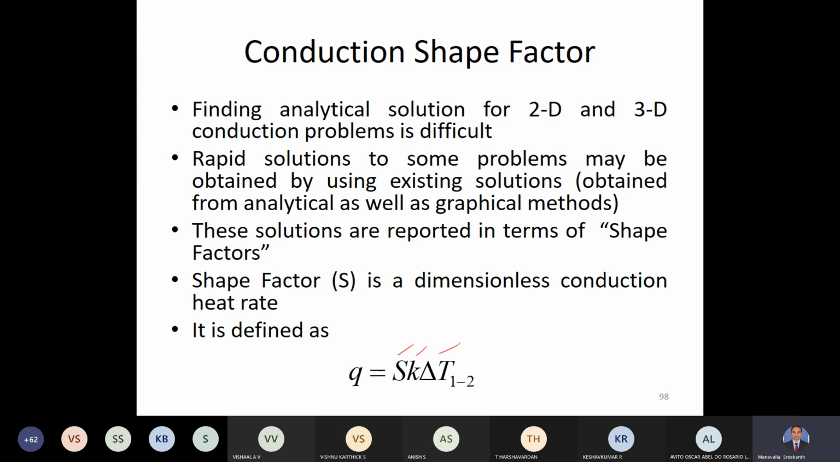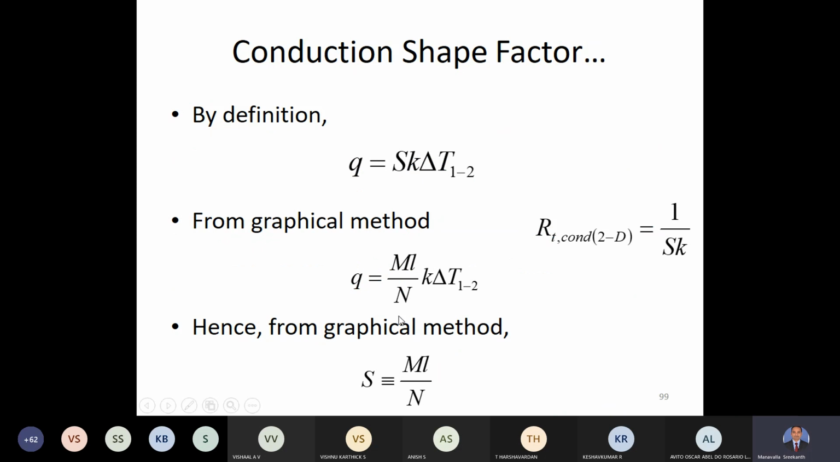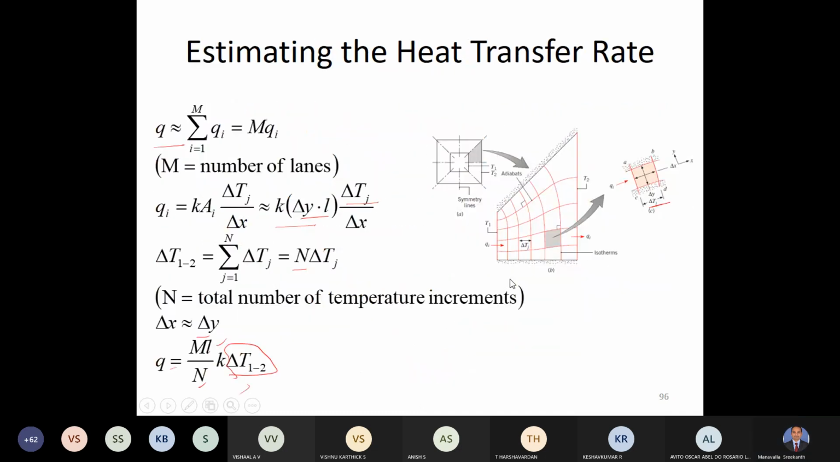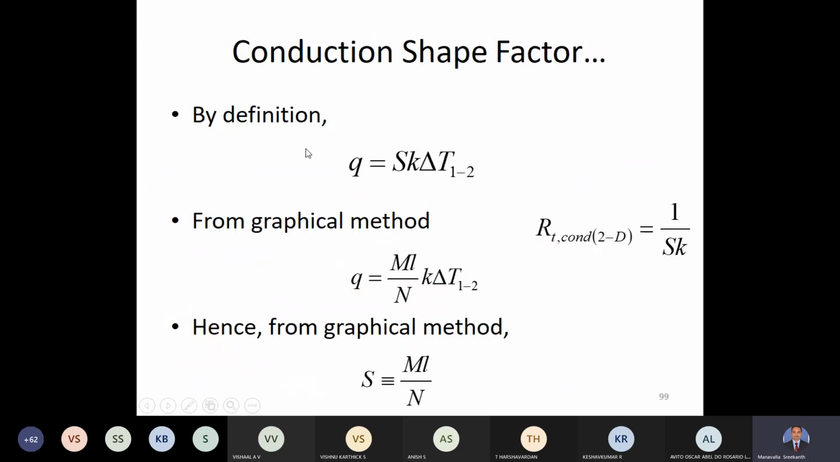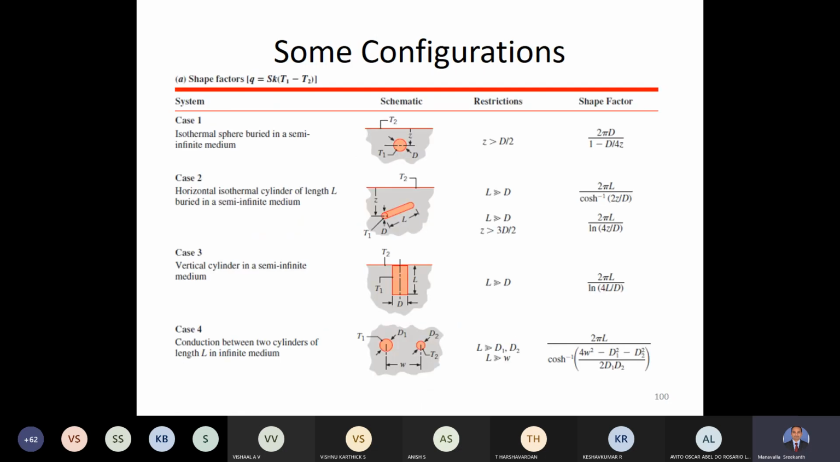Now, how to evaluate this shape factor? By definition, this is it. And from the graphical method, this is the equation that we have derived. This is the definition of the shape factor, and this is the equation from the graphical method. So if K and delta T are common, you can say S is equal to ML by N. So S is equal to ML by N is the way in which we can evaluate the conduction shape factor.